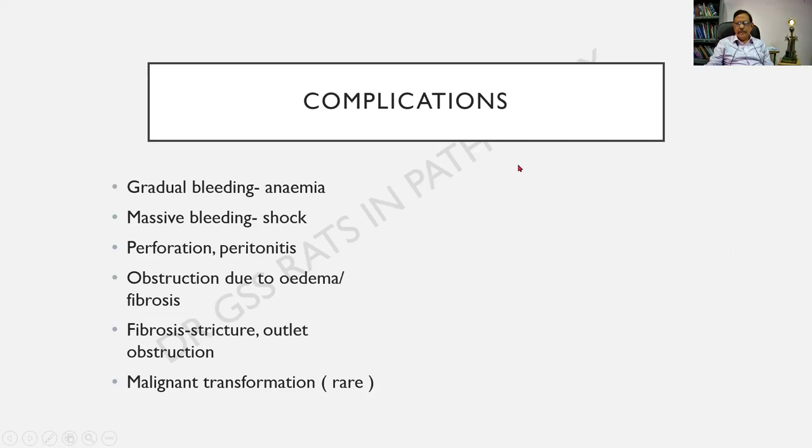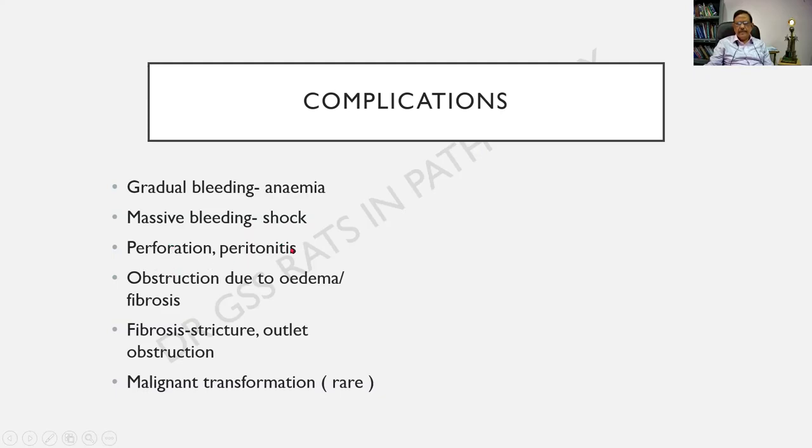What are the complications of peptic ulcer? There can be a gradual bleeding. Patient might not notice. Or in some cases, there can be a massive bleeding leading to a shock. As I told you, there can be an erosion of a large blood vessel producing hematemesis. Hematemesis means vomiting of blood. Hemoptysis is coughing out of blood.